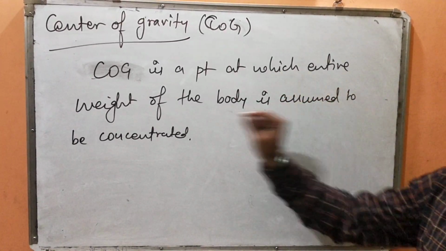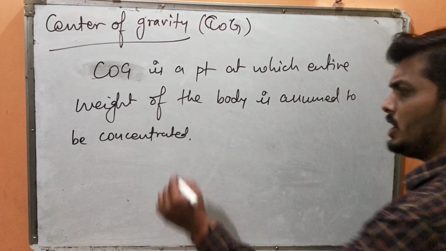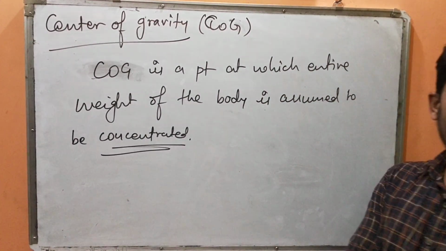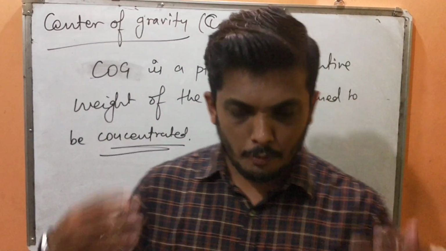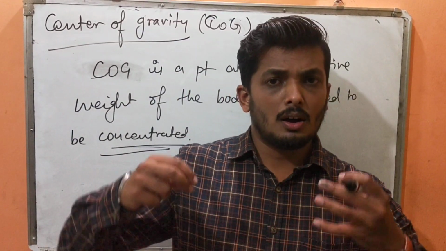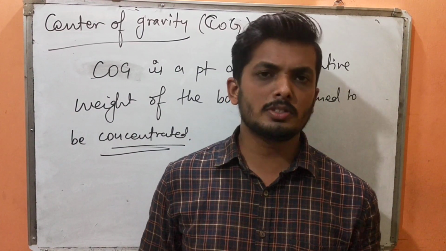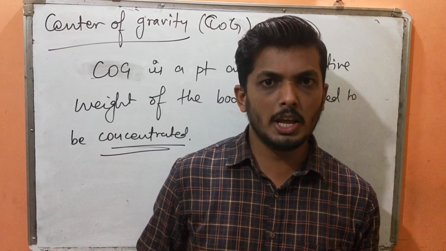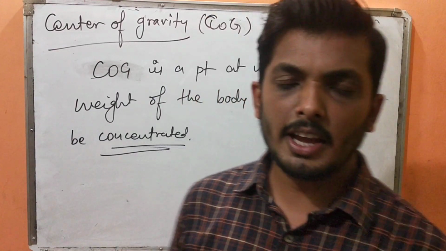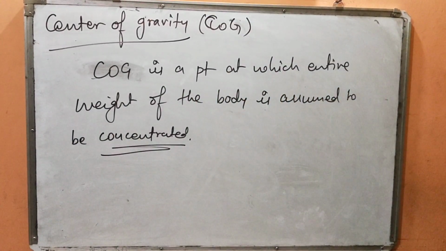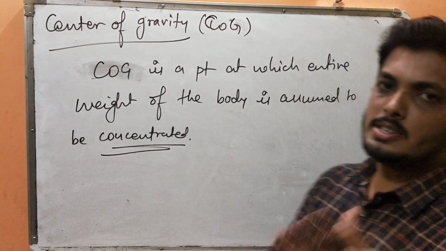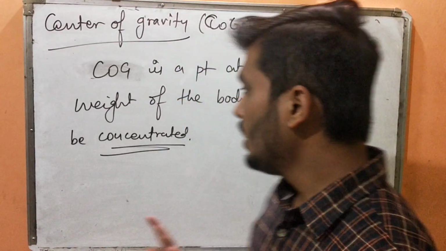It's a point at which the entire weight of the body is assumed to be concentrated. Now, we as human beings have a weight, right? But the entire weight is just concentrated at one point, at our center of mass. If you look at the human body, at the navel, there the entire mass is assumed to be concentrated. From that point, the mass is equally distributed. Got it? Are you understanding?